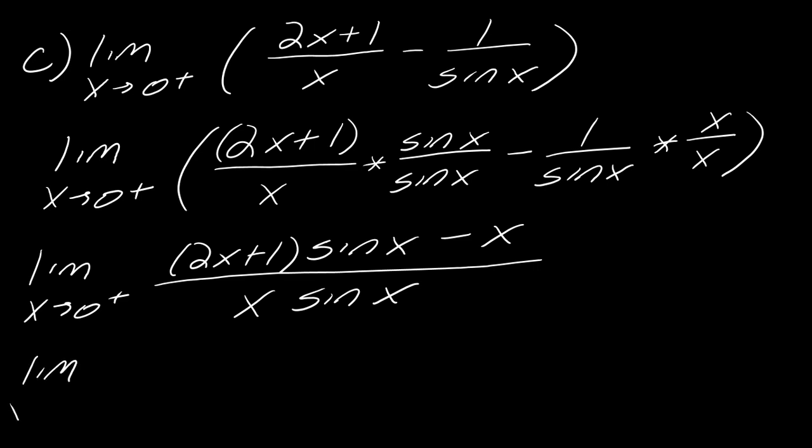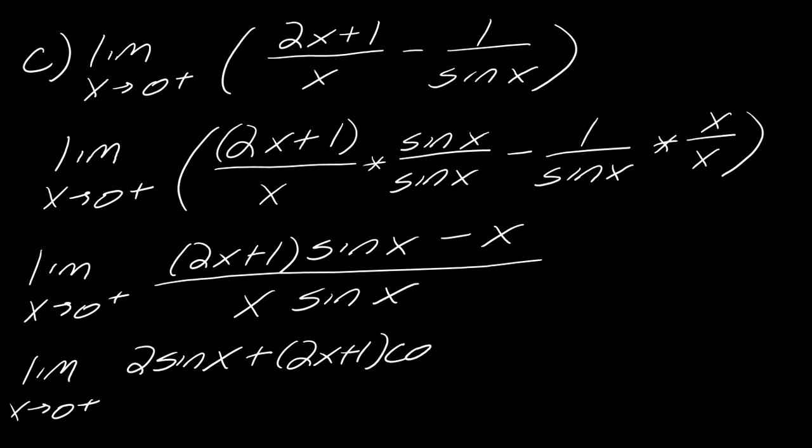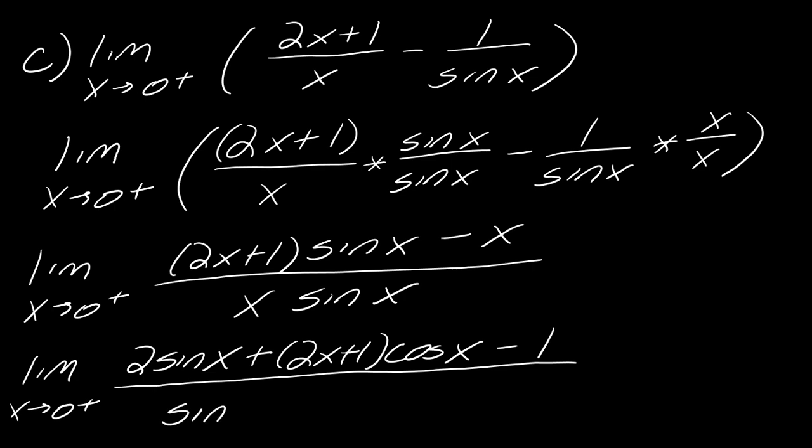And granted, that's going to take a little bit of work in this context, but it's not the end of the world. So with this part here, I'm going to have to use the product rule. So this will come out to 2 sine x plus 2x plus 1 times cosine of x, and then minus 1. And then in the denominator, I have to use the product rule again. So this will just become sine x plus x cosine of x. Now, I could simplify and go through all that, but I'm actually just going to see if just plugging in 0 is going to work now, if I can just go that route.